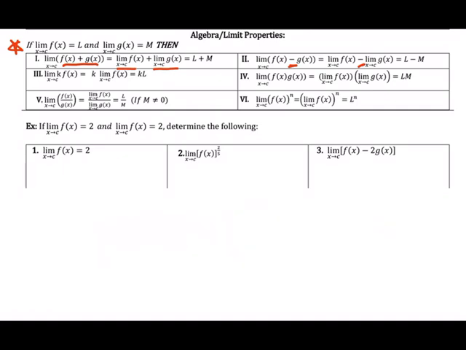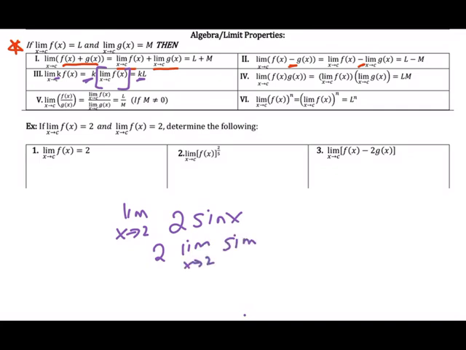The third property says that if we have some scalar or some number being multiplied by our function, some k value, we could actually just find the limit first and then multiply the k value afterwards. So for example, if we had the limit as x approaches 2 of 2 times sine of x, we could actually take that 2 in front, which in some circumstances could make it easier for us to find the limit, and then multiply it by 2 afterwards.